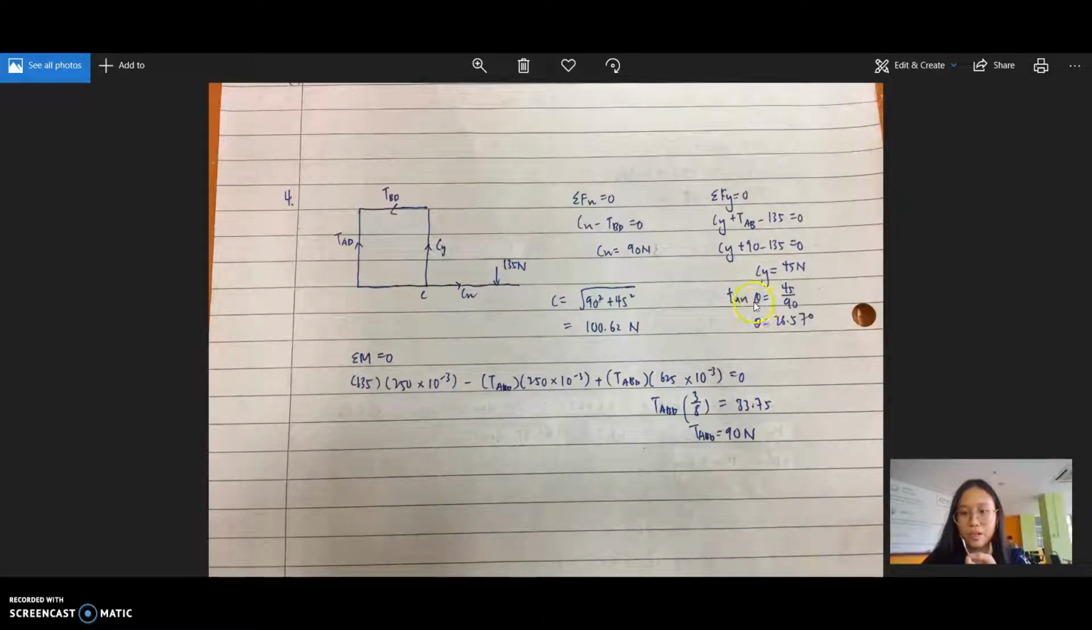100.62 Newton. Then the angle of the resultant force is tan theta equals 45 over 90. So we get theta equals 26.57 degrees. So that's all.